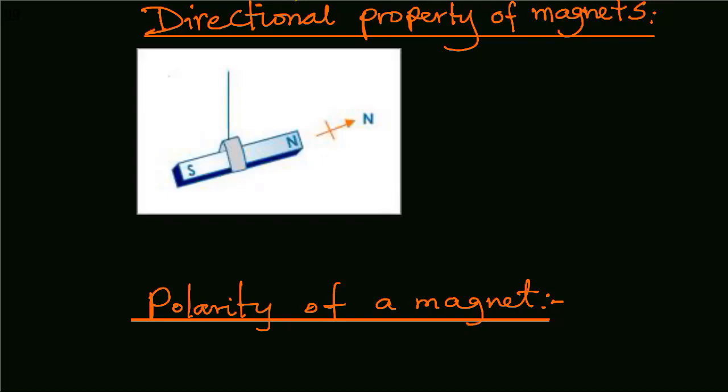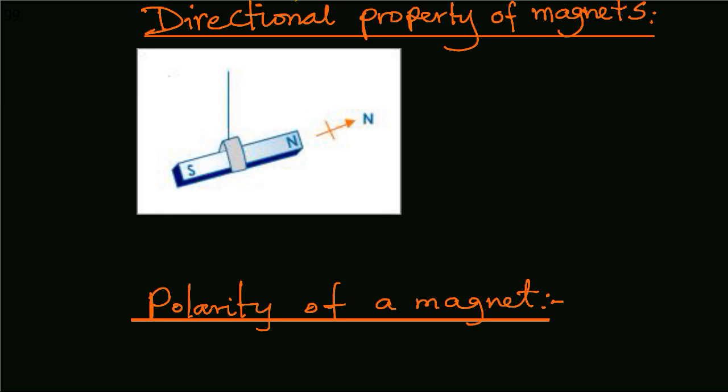Directional property of magnets. Magnets have a tendency to respond to the Earth's magnetic field. This property is useful in determining the poles of a magnet.